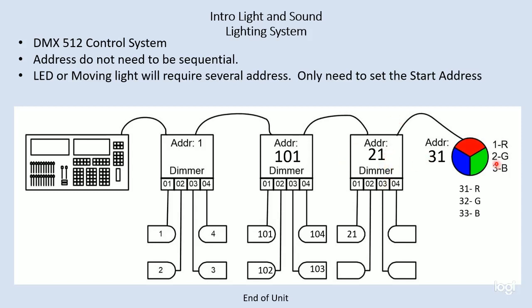And our next device in our daisy chain is going to be an LED. And this LED then is going to have a starting address of 31. That's going to correspond to address 31 red, 32 green, and 33 as blue. And so this is our DMX path, or our DMX universe, linking 3 dimmers and now an LED together.